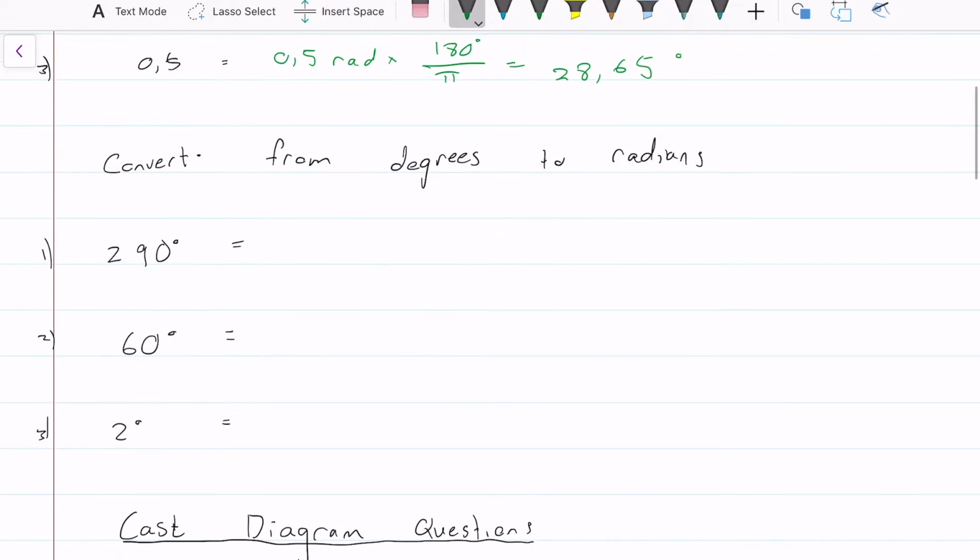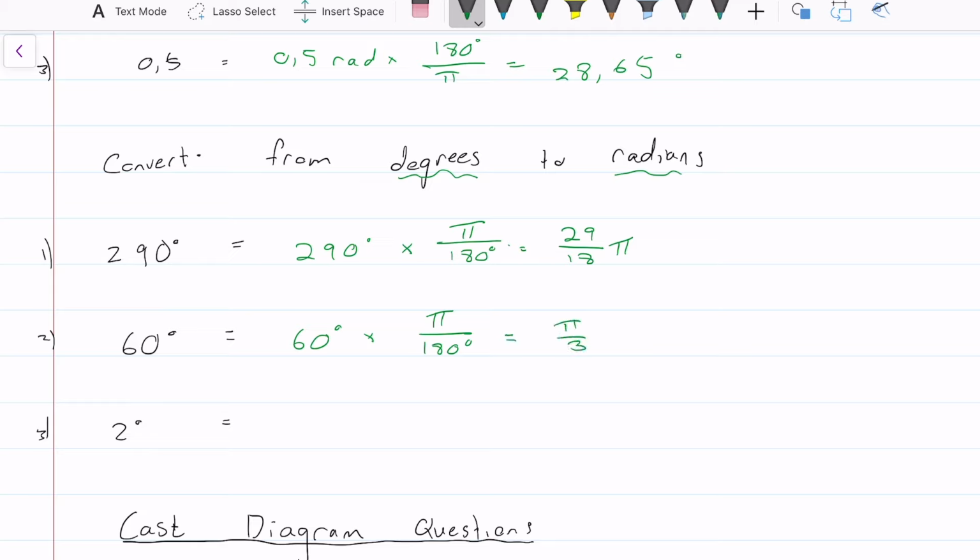Okay, converting from degrees to radians. In this case we have 290 degrees, and we want to get to radians, so we have the radians at the top over 180 degrees, which gives us 29 over 18 pi. Okay, 60 degrees, we want to get to radians, so we want 180 degrees at the bottom, and we have pi over 3 radians.